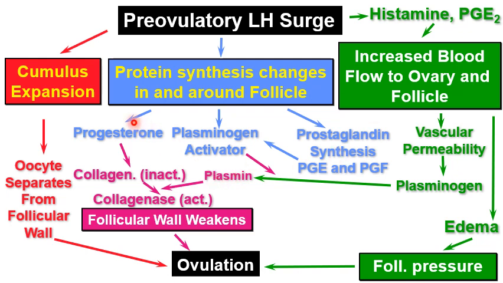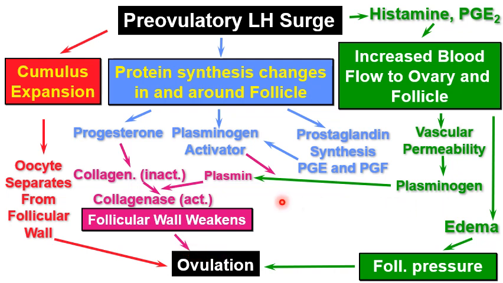We also have the P4, or the progesterone. The P4 from the follicles will cause the production of collagenase. The collagenase will be converted to its active form in the presence of plasmin. The collagenase is important because it is a factor that will weaken the follicular wall, which will ultimately lead to ovulation.